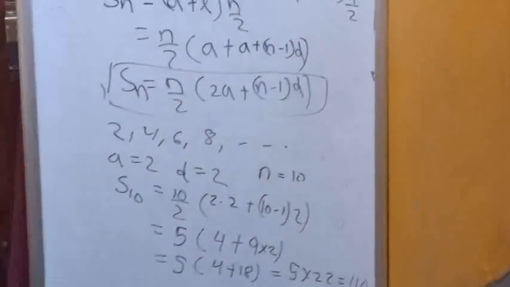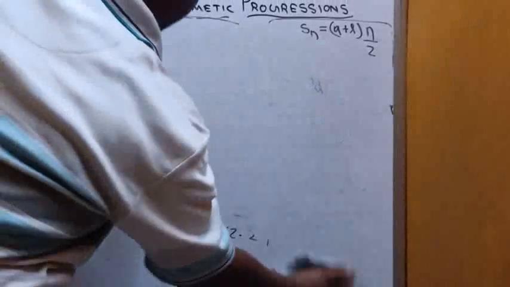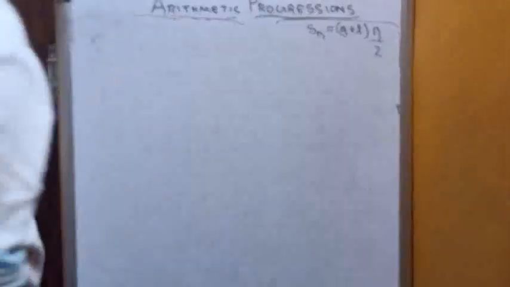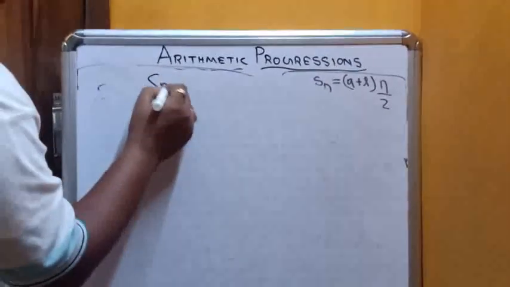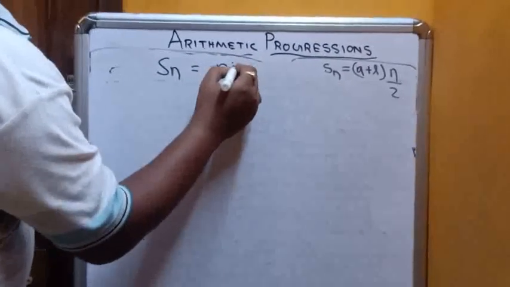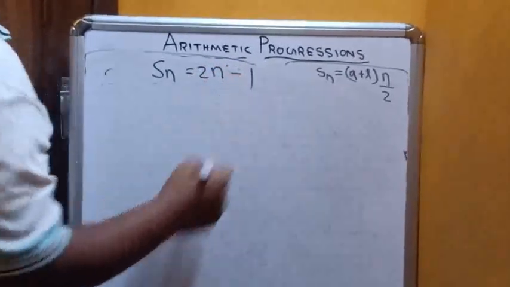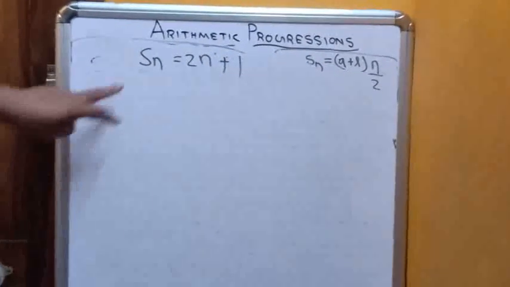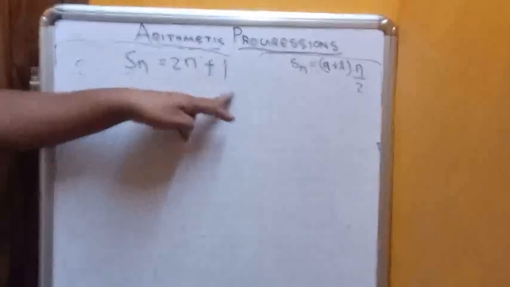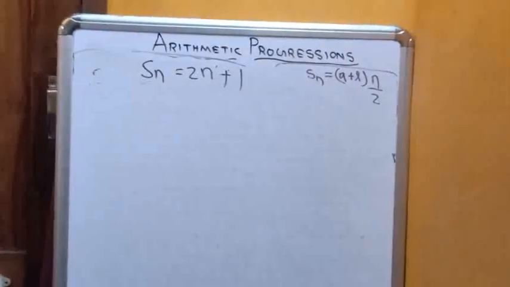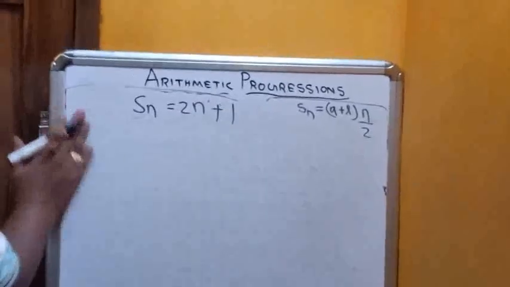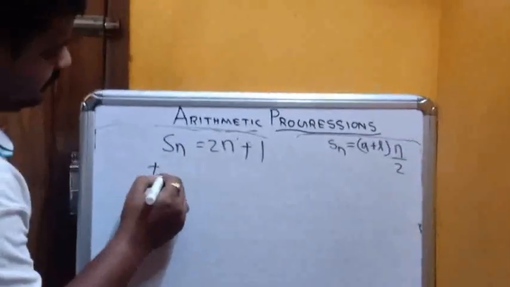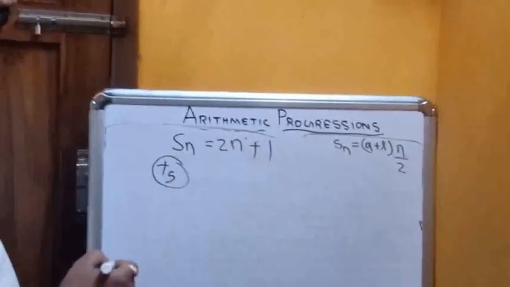Okay. Last but not least, I want to tell you another thing. If Sn is given, find out the 5th term. He told you Sn equals 2n plus 1. He told you the sum of the terms, Sn equals 2n plus 1, is given. Find out the 5th term. How can you find out?